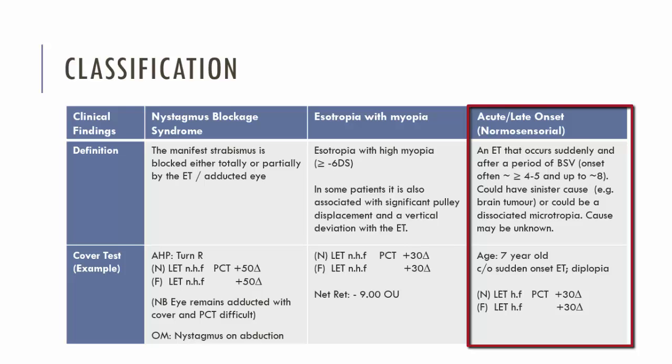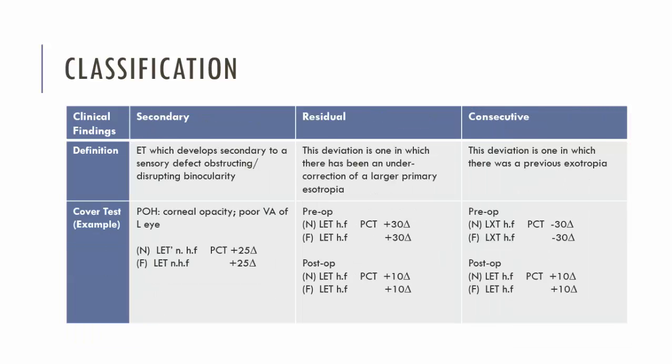However, it could be that the cause is unknown, or it could be a microtropia that's broken down and become a large angle esotropia. So the child once had a 5-degree eye turn, and then suddenly it's become a large angle esotropia, and they'll present to you with diplopia and that history of a sudden onset strabismus. Here is an example of where history taking is really important, and that you document as best you can the onset of the deviation. And lastly, we have the secondary, residual and consecutive esotropia.